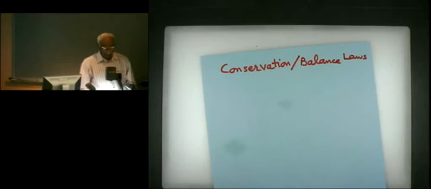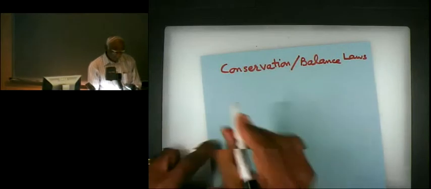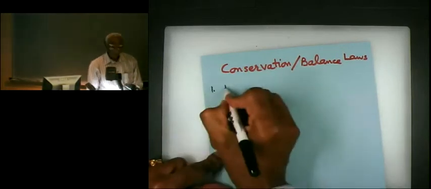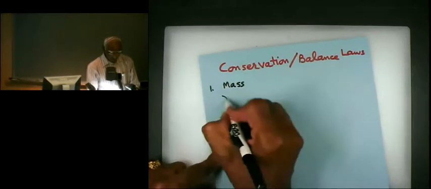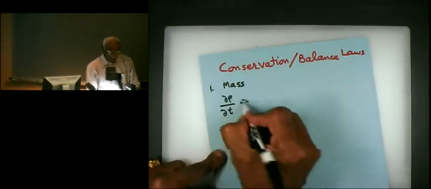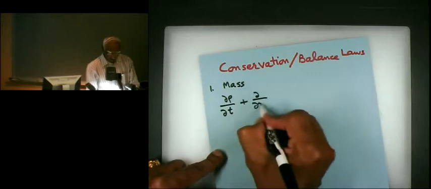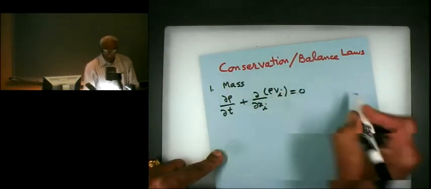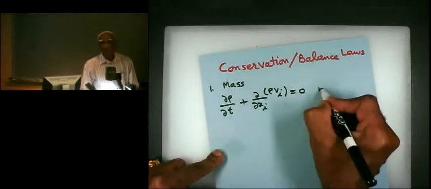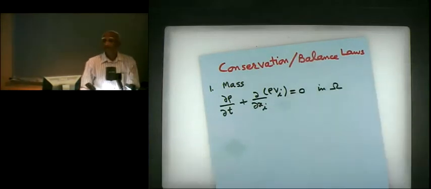So the first one is balance of mass, and that's ∂ρ/∂t plus ∂/∂xi of (ρ vi) equal to 0. And this is true in the present shape Ω. So all of these we are going to write in the present configuration.